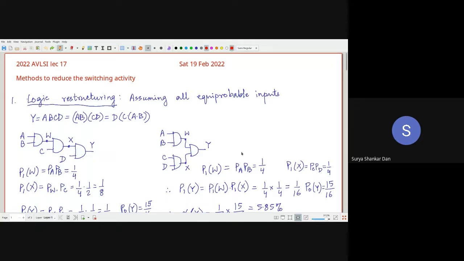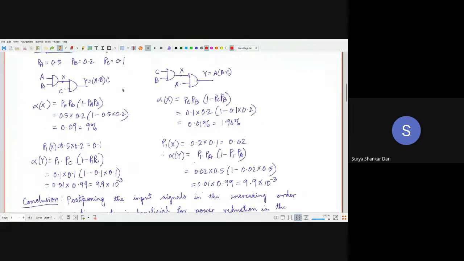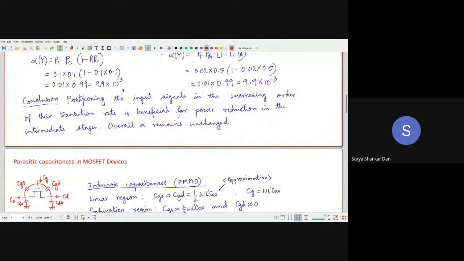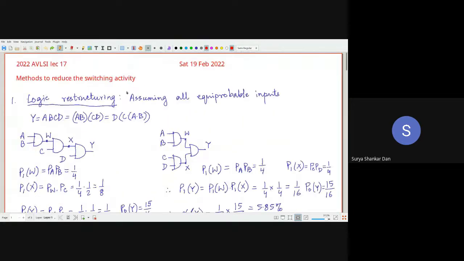Good morning, everyone. So today we will begin with our 17th lecture of this course. We will essentially conclude the portion which we have studied concerning the switching activity, and thereafter we will move into the parasitics of the MOSFET devices, which will essentially lead us to the concept of layouts.